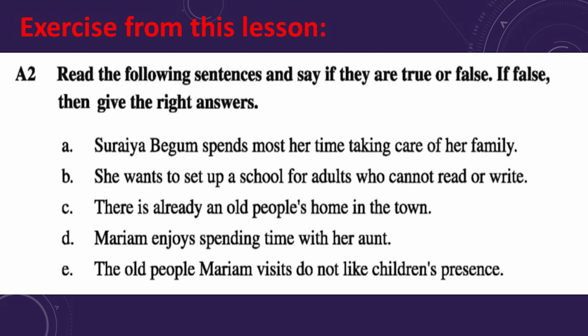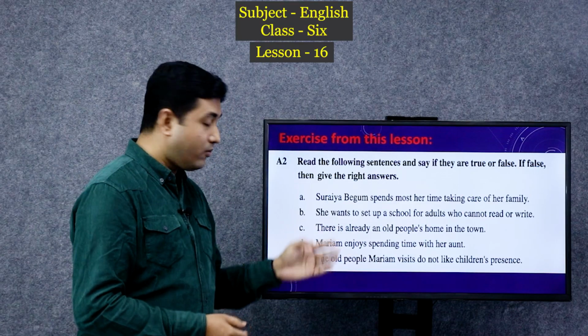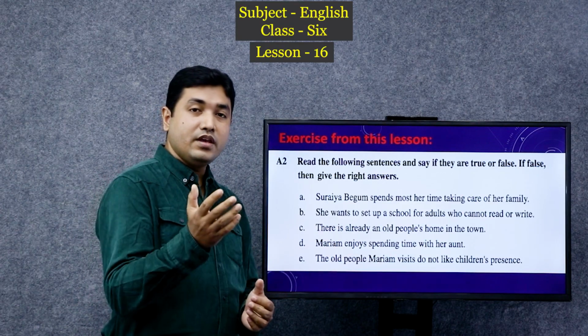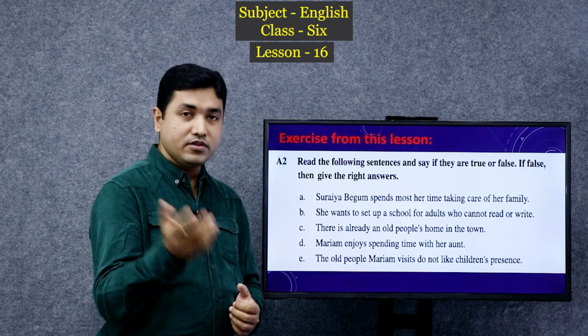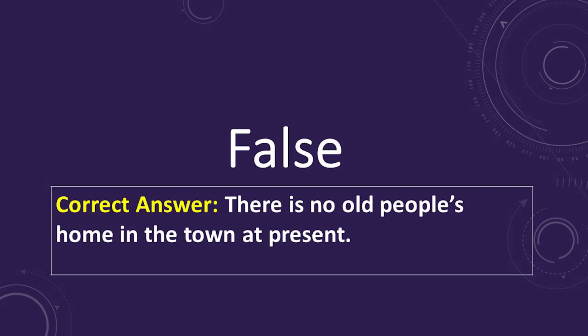Number C, there is already an old people's home in the town. If there was an old people's home in her locality, she wouldn't want to set up an old people's home in her locality again. So, the statement is false. The correct answer will be there is no old people's home in the town at present.